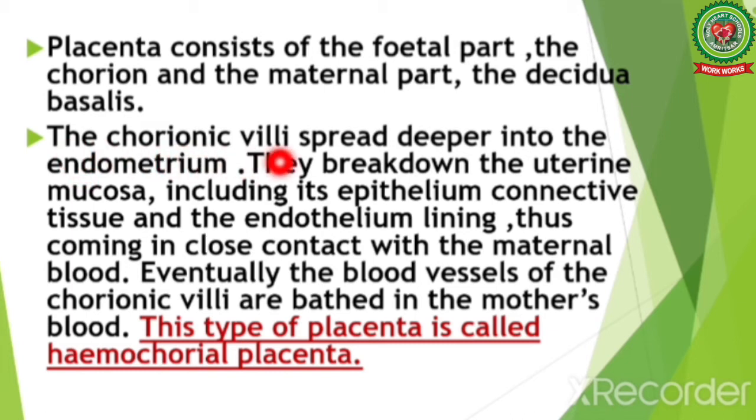The chorionic villi spread deeper into the endometrium. They break down the uterine mucosa, including its epithelium, connective tissue and endothelium lining, thus coming in close contact with the maternal blood. Eventually, the blood vessels of the chorionic villi are bathed in the mother's blood. This type of placenta is called hemochorial placenta.